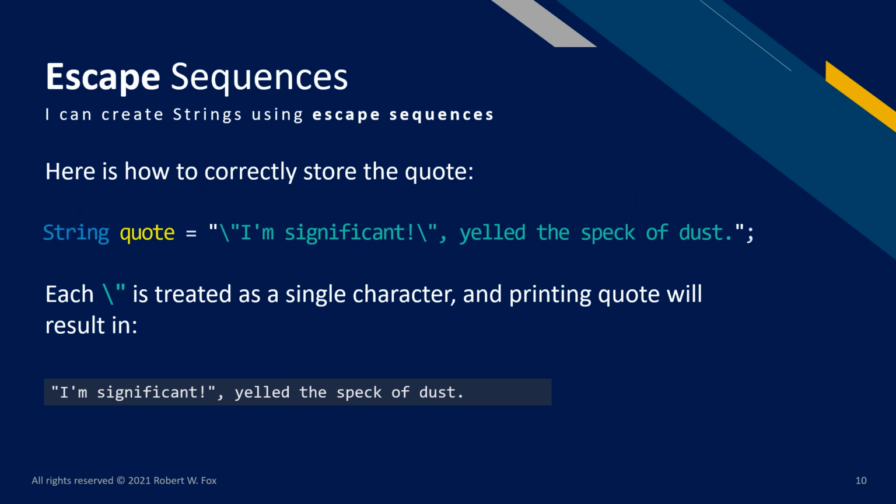Here's the correct way to store the quote. Notice that the string begins and ends with a quotation mark, which it needs to. That's how Java knows we're working with a string. But then inside, we have these characters, backslash quote and backslash quote. Java is going to treat each one of those as a single character, and it's going to tell Java that we actually want a quotation mark. And if we were to print line this string, the result would be exactly what we want. "I'm significant," yelled the speck of dust, complete with quotation marks in the correct spots.